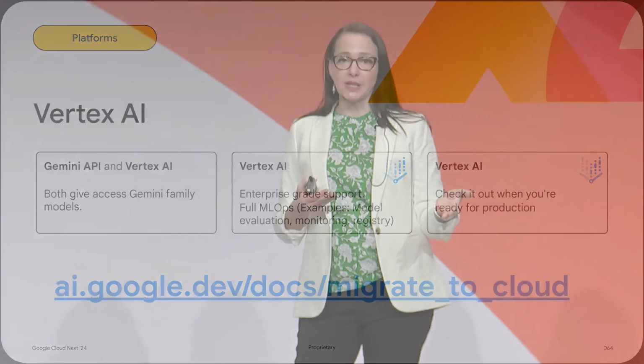We also have information here on how you can migrate to cloud, so you could get started in AI Studio or with the SDK directly, and then if you find that it makes sense that you need to move to the cloud and get a more enterprise-ready level, you can move into Vertex. Or if you're already cloud native, you could go ahead and get started with Vertex directly.